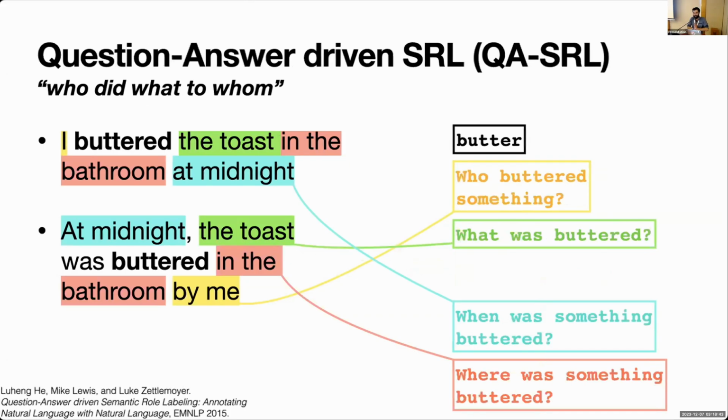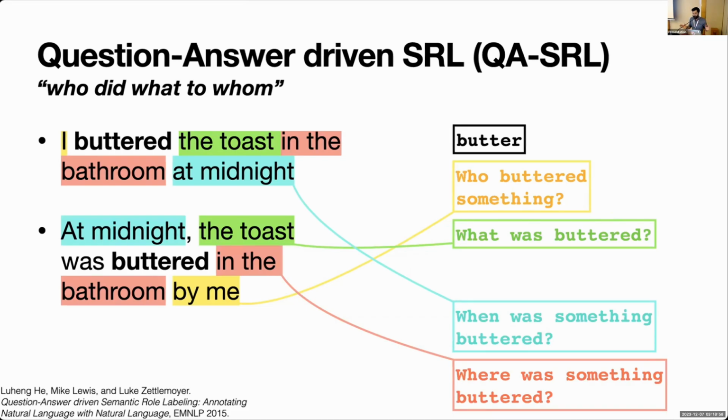But what we're trying to do is make it so I don't have to do this as a linguist, but a machine does this on the basis of data. But what is that data? What we do is, instead of labeling the arguments with role labels, we label them with questions like who buttered something, what was buttered, when was something buttered, where was something buttered.